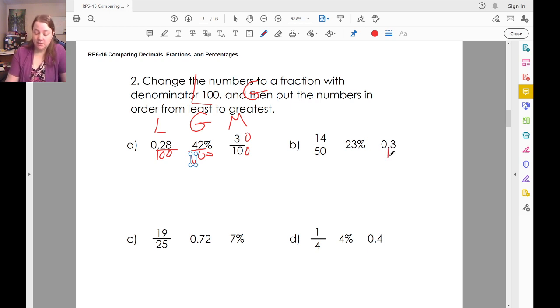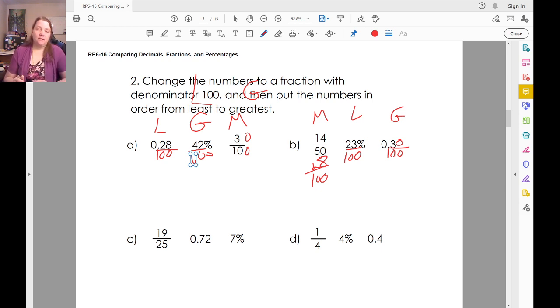0.3 becomes 3/10 or 30 over 100. 23% becomes 23 over 100. 14 over 50, when we multiply both of those times 2, becomes 28 over 100. So the greatest one here is the 30%. The least one is the 23%, leaving 14 fiftieths in the middle.